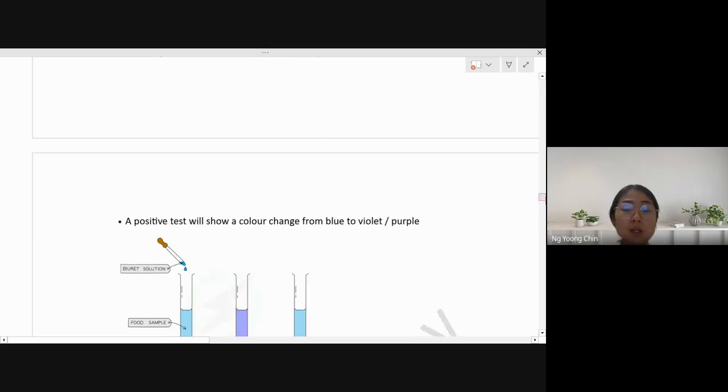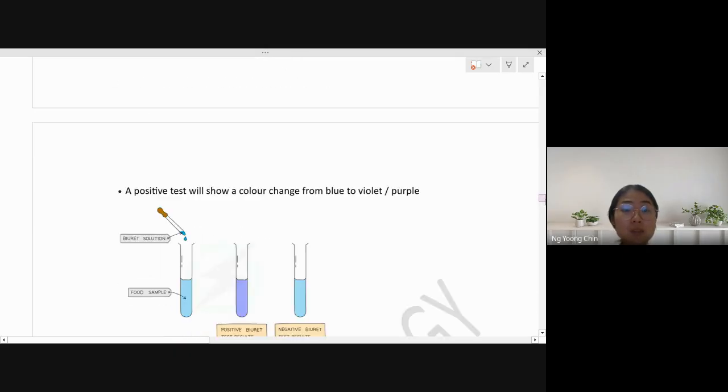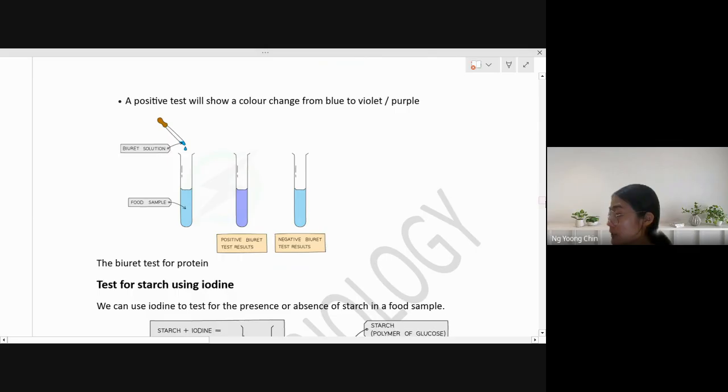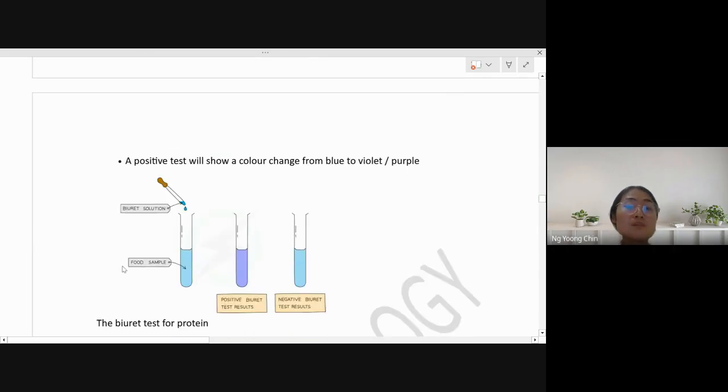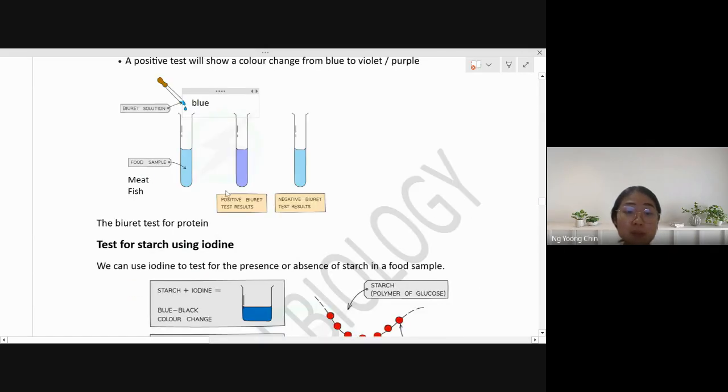Now we talk about the protein test. The protein test involves the Biuret solution. If there's protein content inside the food, for example meat or fish, when you put in the Biuret solution, which is initially blue color, same as the Benedict solution, also blue color, and there's protein present inside the food, it will cause the blue color to change to purple or violet color. See, it becomes purple already.